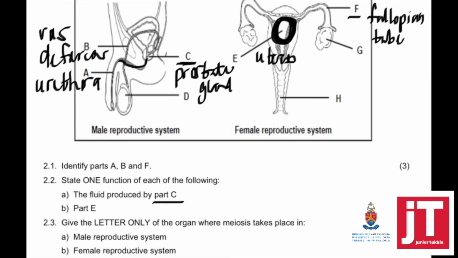2.3. Give the letter only of the organ where meiosis takes place in the male, and there you can see meiosis will take place in D, which is the testes, that's where the sperm will be produced in the male reproductive system, and in the female reproductive system it will take place in G. They only want the letter, so follow instructions.